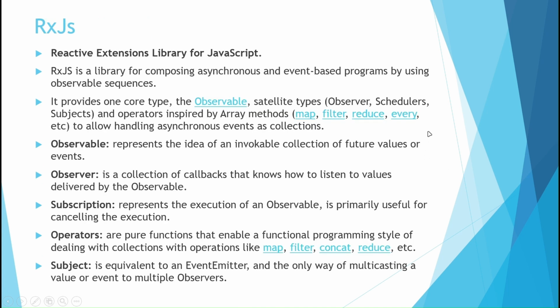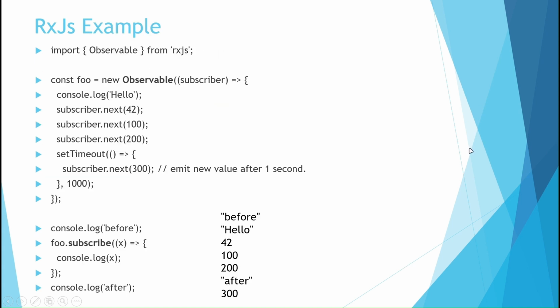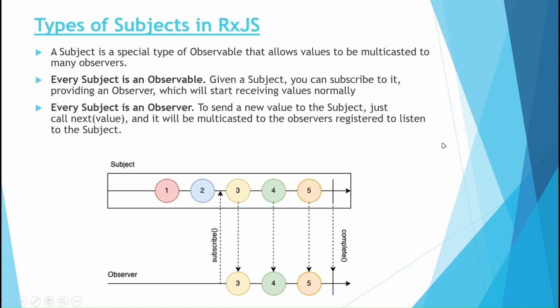So this is RxJS, the reactive extensions library for JavaScript. Whenever we call an API, it directly maps and filters and everything. There are different methods, so we directly modify the data, and we get only the required data. And whenever any change detection happens, it notifies all the other components and multicasts the values.